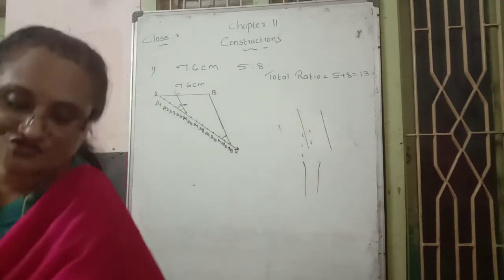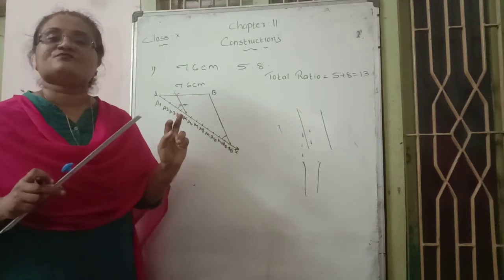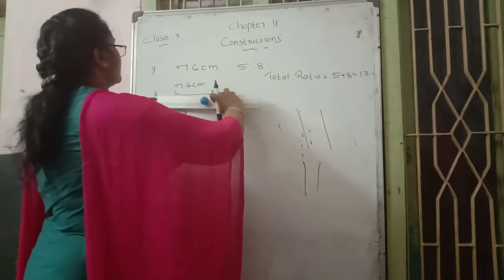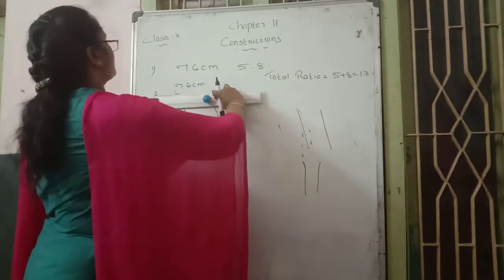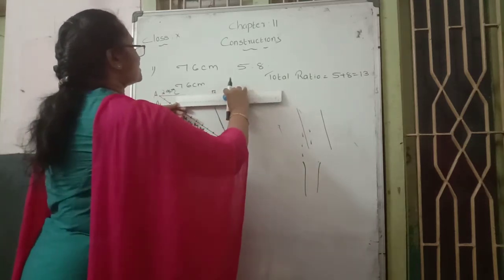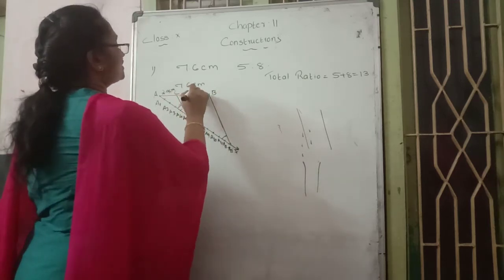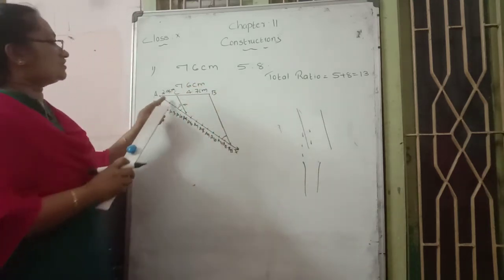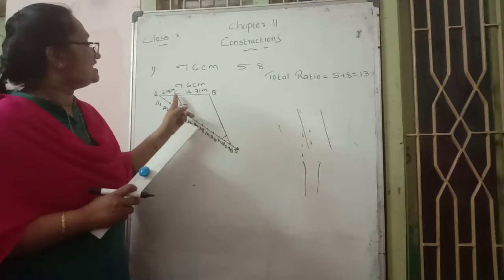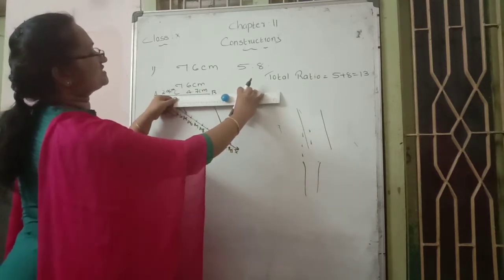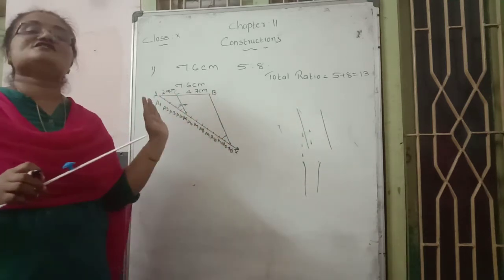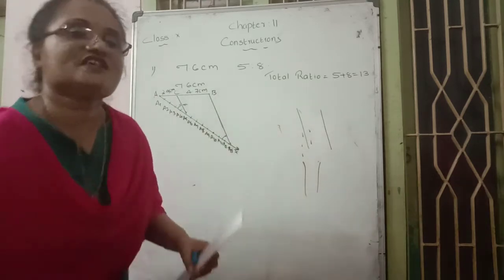Then measure. That is a question. Measure A2. This AB line is 7.6 centimeter and we cut it into two parts. Then measure it. A2C distance, how much? A2C distance becomes 2.9 centimeter, and C2B distance, measure it, how much? 4.7 centimeter. That is our question. Measure and write down the measurement.